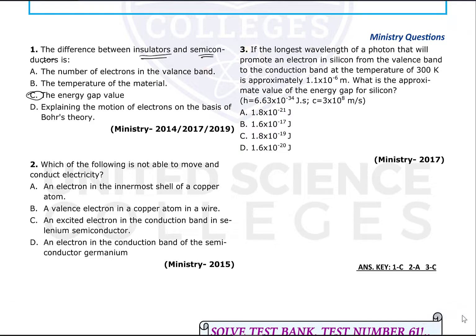Because in an insulator, this energy gap value is about 5 electron volts. It's very huge, so electrons in the valence band cannot transit to the conduction band. But for a semiconductor, it is 1 electron volt, so when semiconductors are heated, electrons can be excited from the valence band to the conduction band. So this makes the difference.